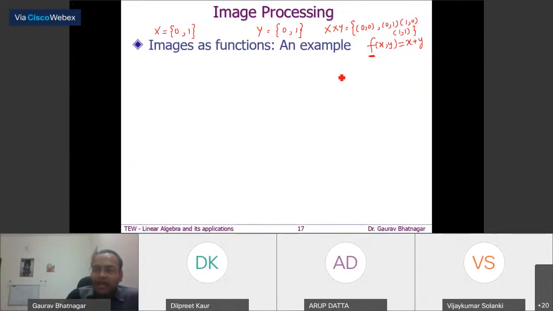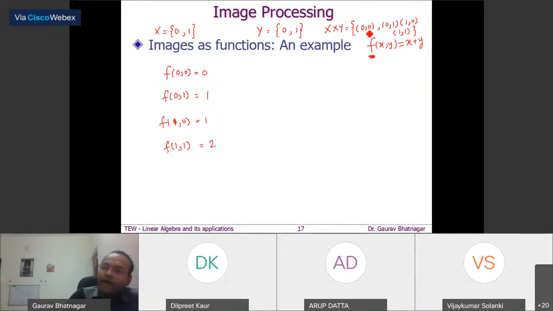So the meaning is, if I am trying to construct a 2 by 2 matrix or 2 by 2 image using this two-dimensional function, then this is going to be my domain. I pick any element of it, plug it in, and get some value. Let me do that exercise. F00 is going to be 0, because it is nothing but x plus y. Similarly, F01 is going to be 1, F10 is again going to be 1, and F11 is going to be 2.